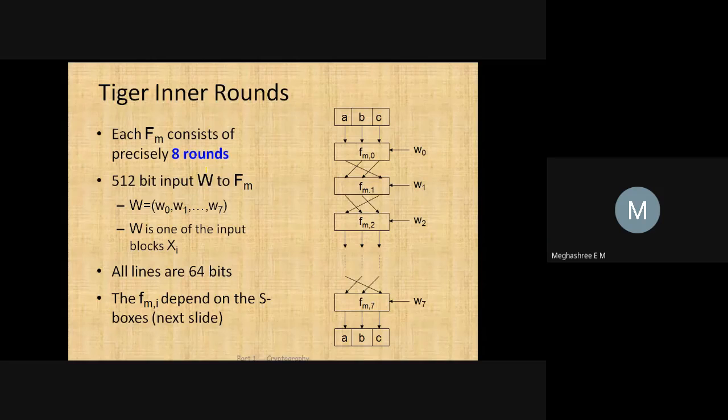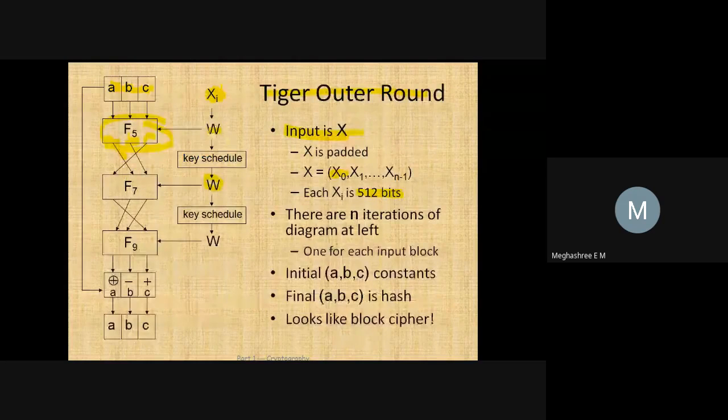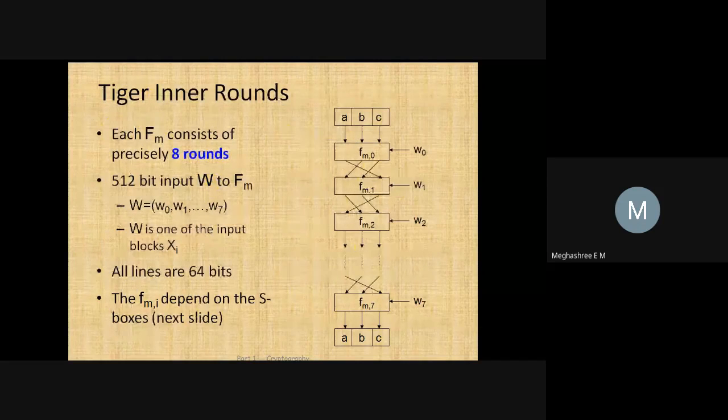And here the W in total, you can say it is a 512-bit input that is fed to the function Fm. Here you can see this W is of 512 bits. This is fed as input to this F5, and whatever computation happens here is represented in this diagram that we call the inner round. I hope this is clear to everyone.